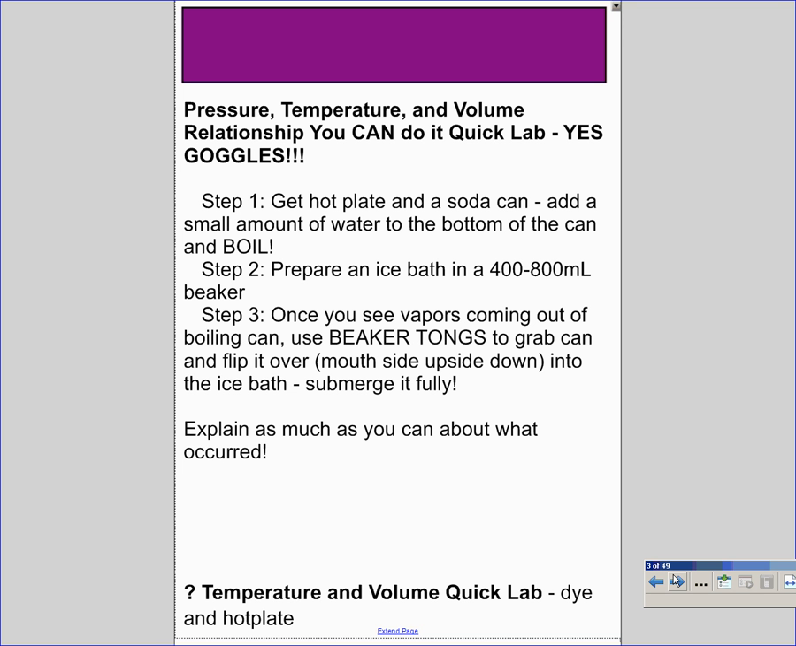And you're going to tell me what happens and tell me why it happens. All those instructions are here. Get a hot plate, soda can, add a small amount of water, prepare an ice bath, get the ice out, take beaker tongs, turn it upside down, mouth fully immersed. You have 10 lab stations, disperse yourselves, and I want you back here in 6 minutes.